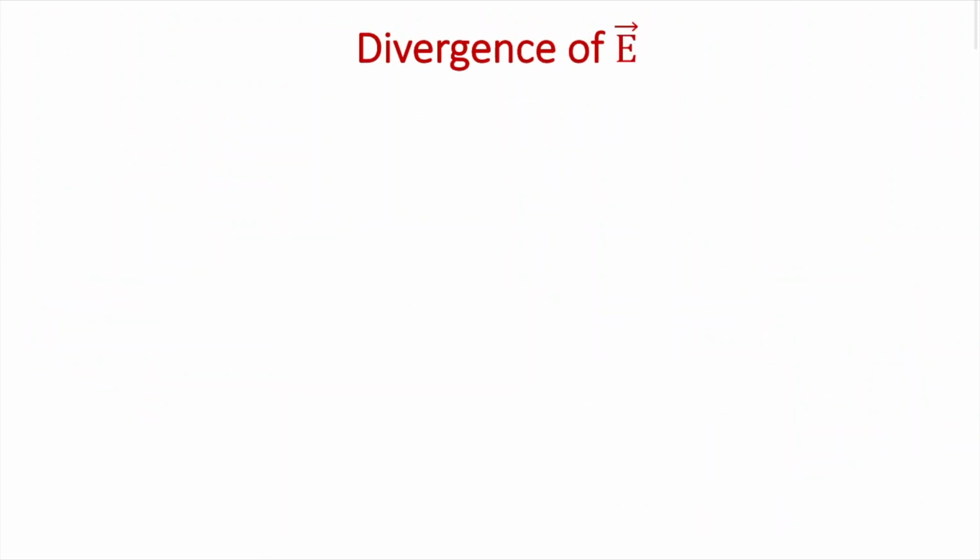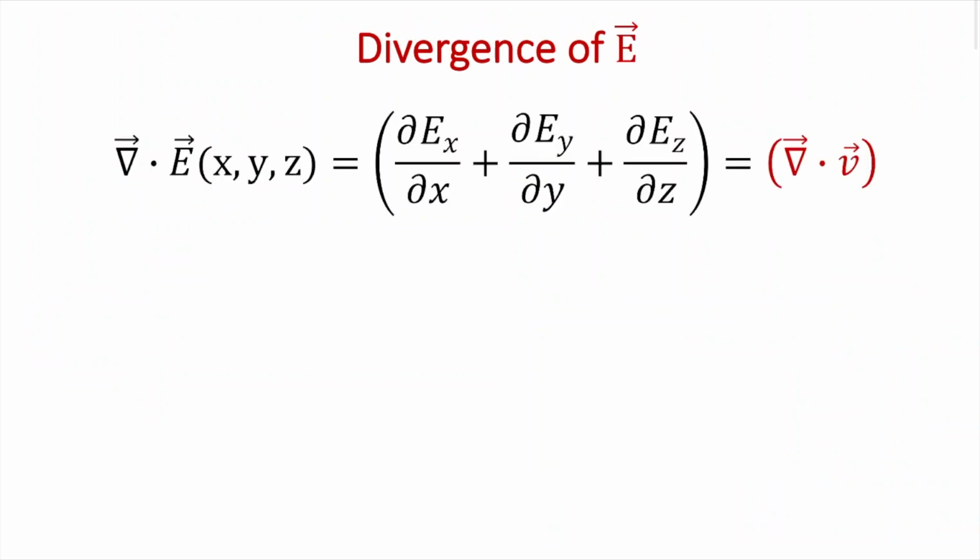Now let's see what is the divergence of electric field, because we have seen the divergence of a random fluid with a velocity v. So from calculus we know that the divergence of any field is del over del x ex, del over del y ey, plus del over del z ez, which is equal to del dot v, the divergence of any vector.